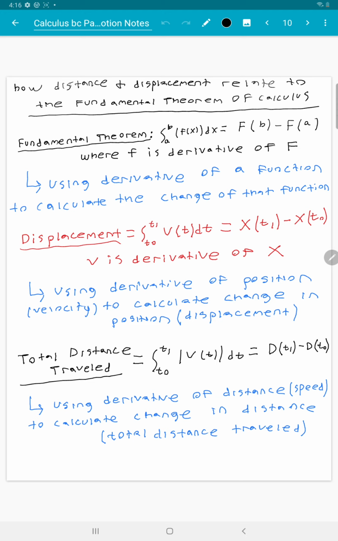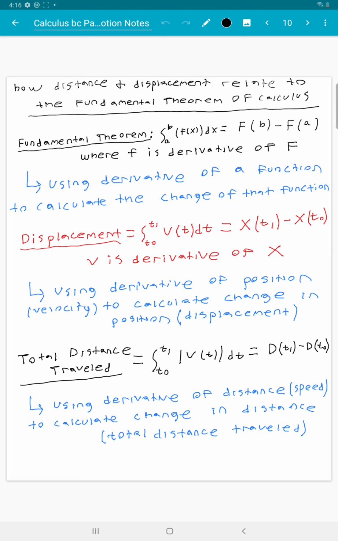And then we can also calculate total distance traveled using an integral. The integral of speed, or the absolute value of velocity, from time initial to time final equals the change in distance, which I wrote with this capital D. It is D final minus D initial. So we are using the derivative of distance, which is speed, to calculate the change in distance, which is total distance traveled.